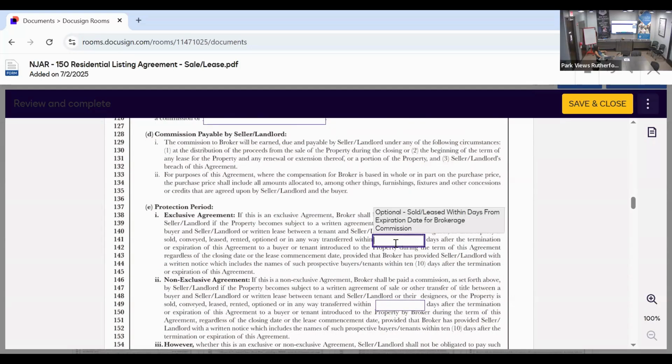Protection period, you only write in this box. Listing expires. If it does not get relisted by somebody else, you'll put days in here. Let's just say you're gonna stick 90 days in here. So if it doesn't get relisted and a buyer who previously saw the house now decides to come back and buy it, this means you're still due commission in that 90-day period.